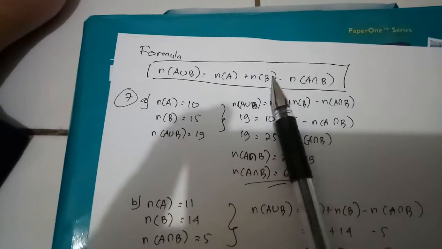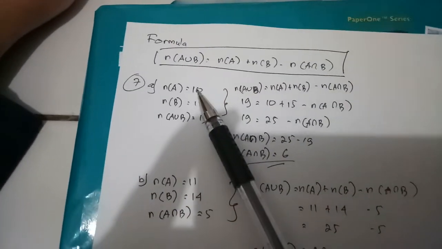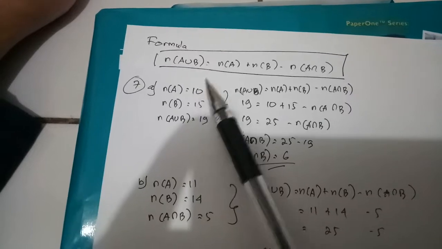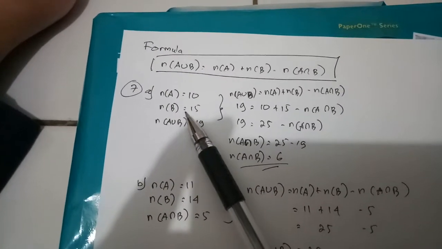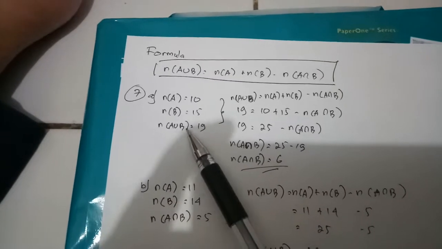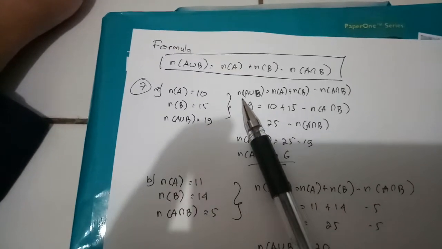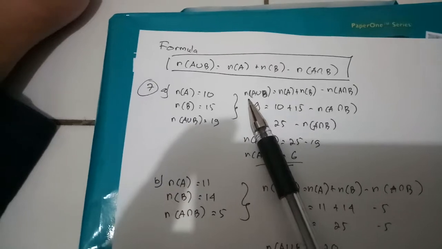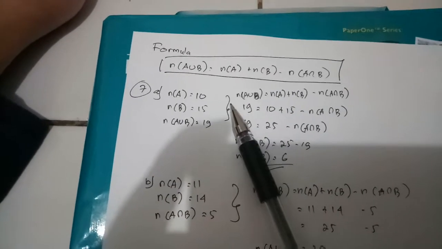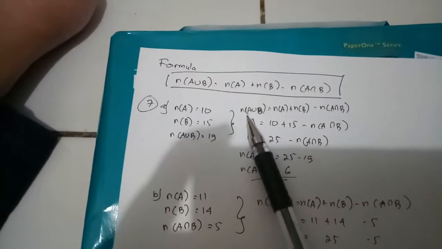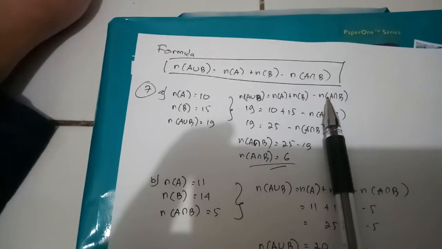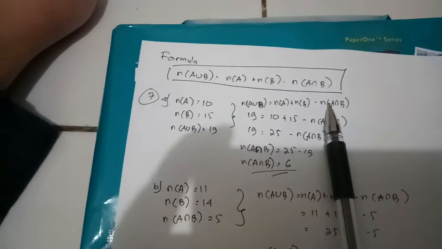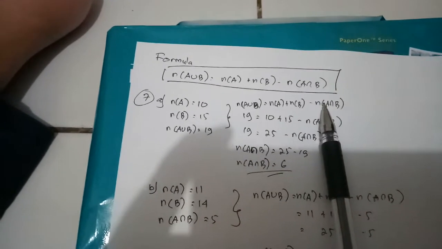So what you need to do is, for number 7A, all of them have the information in the questions like these: n(A) is equal to 10, n(B) is equal to 15, and n(A union B) is equal to 19. Remember, when you want to solve any question, write down the formula if there is any, and then just plug in or substitute all of the numbers that you have from the question for number 7A.